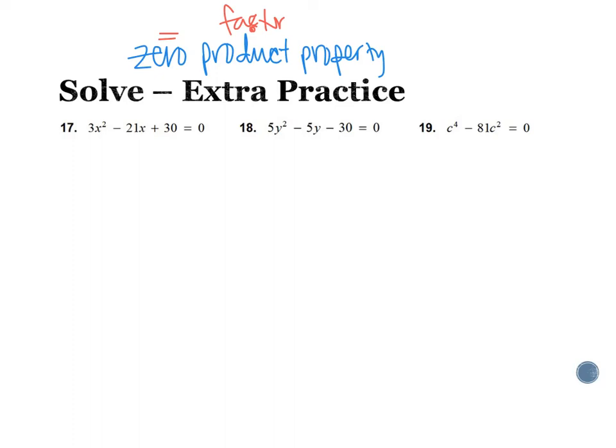All right, we are going to look at number 17. So is it equal to 0? Yes. All right, so we're going to factor it. Same rules on factoring. You're going to look for GCF first. Hey, 3 goes into all of these. So we're going to pull out 3. Okay, we're not done factoring yet. So this is the factor completely. So I'm going to leave that 3 out front.